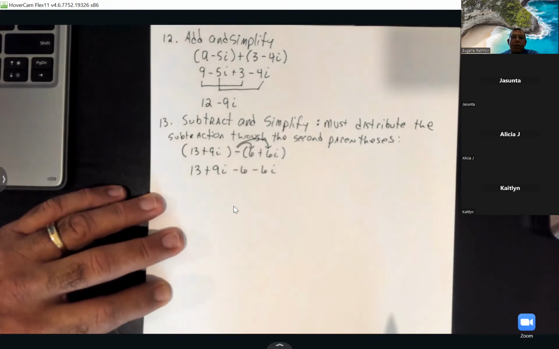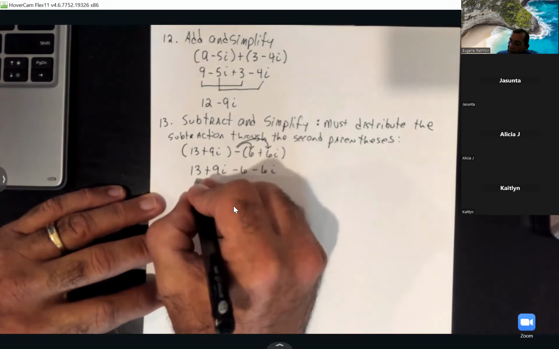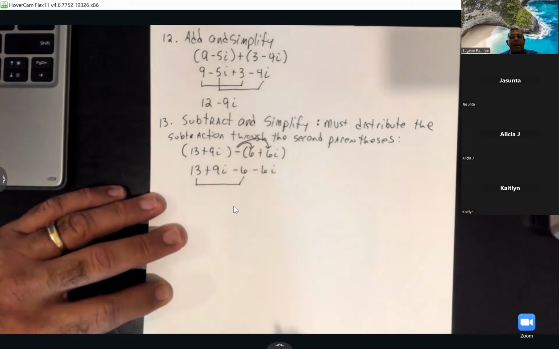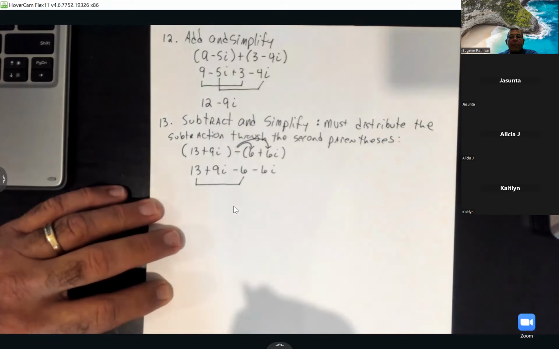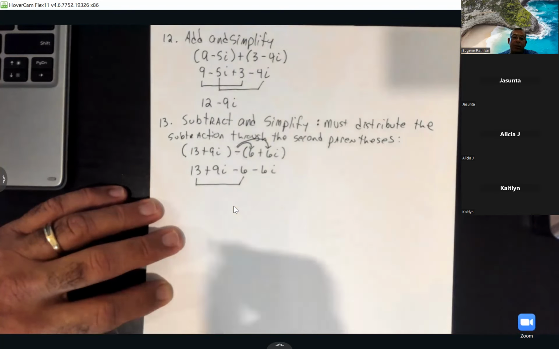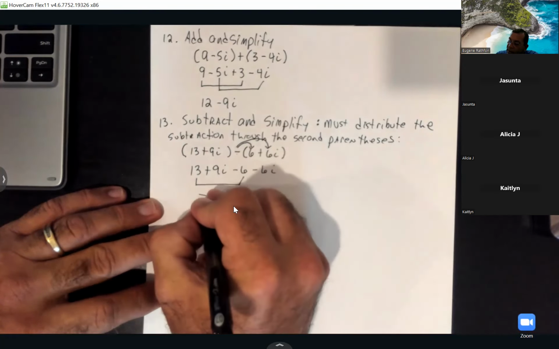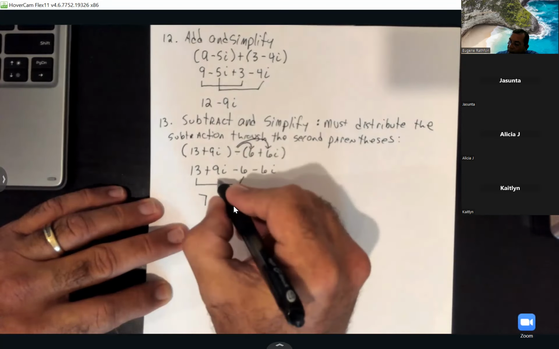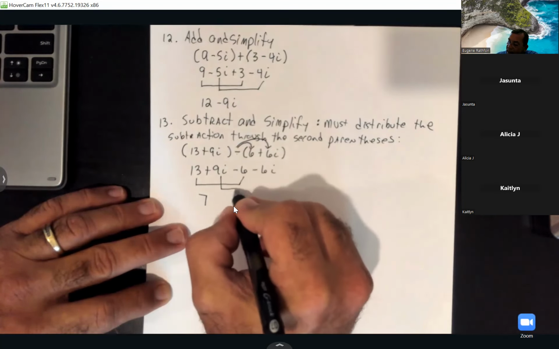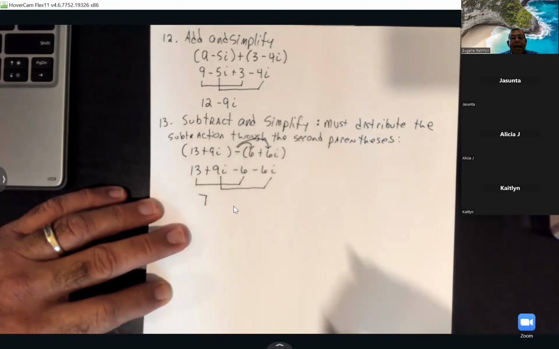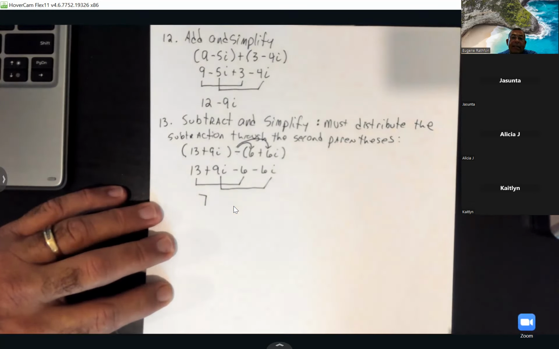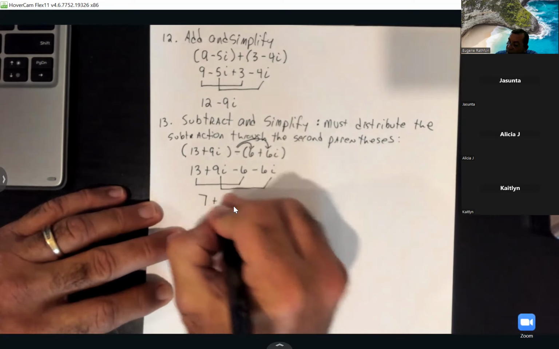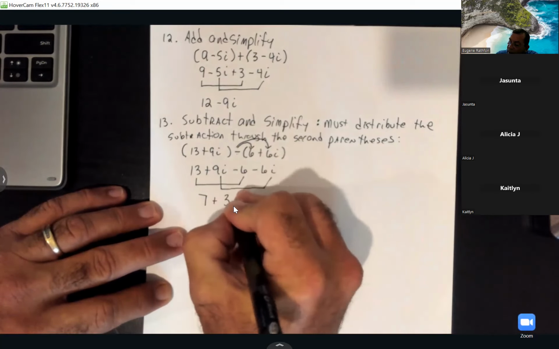Oh, y'all, then it's just what? Add like terms. So we got a 13 and a -6. So 13 plus a -6 is like 13 minus 6, which will give us a 7. And then we got our 9i adding to a -6i. So that'd be like 9 minus 6, which would give me what? A +3i.